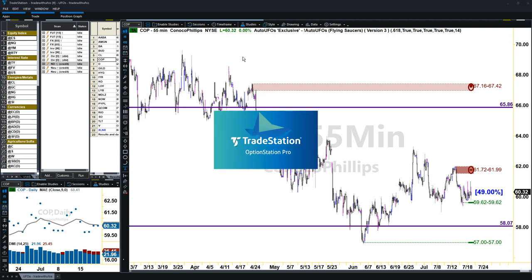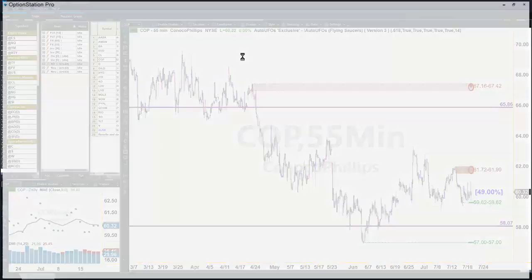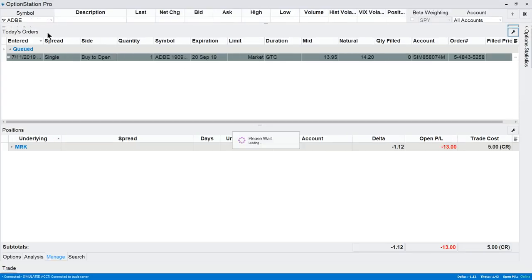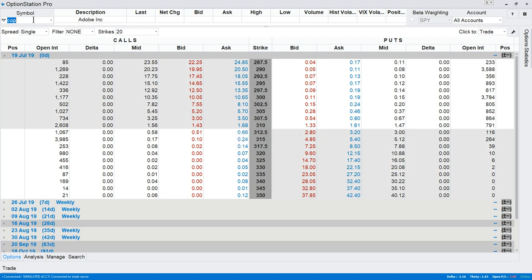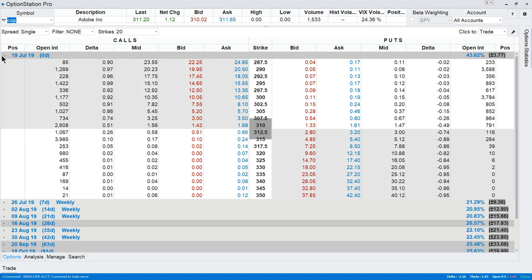So let's take a look very quickly. So I'm opening Option Station Pro. How are you, Bojan? Good to see you. So let me see. We're gonna move into the options chain, load COP. COP normally also provides good levels of premium. COP. Okay, loading now. So let's see what is the level of premium that we have.